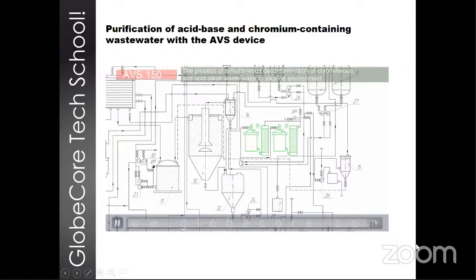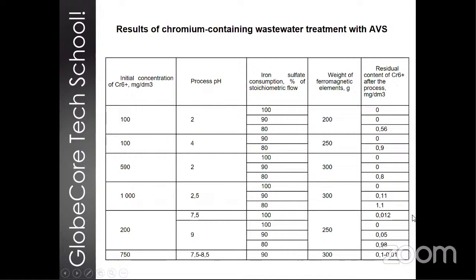All right, I hope you enjoyed this little video presentation of this AVS-based process. In this page here, you can see an example of results of using the AVS 100 apparatus for the wastewater treatment from an electroplating facility. The process that is basically described in this table of purification of chromium-containing wastewater was arranged as follows.